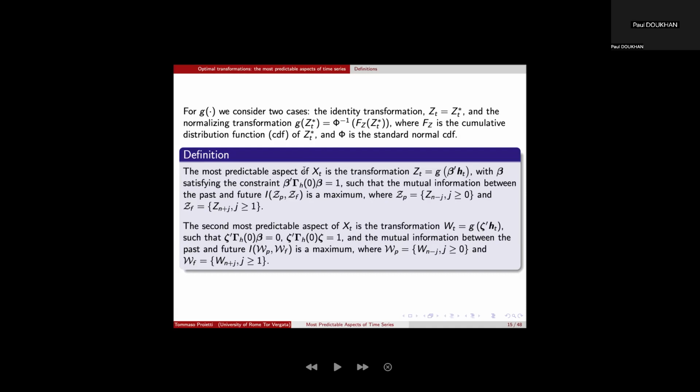Right. So you see, the beta is the first. You take the beta coefficient, then you make the next one orthogonal to the other. Okay. Yes. I missed that part. Good.